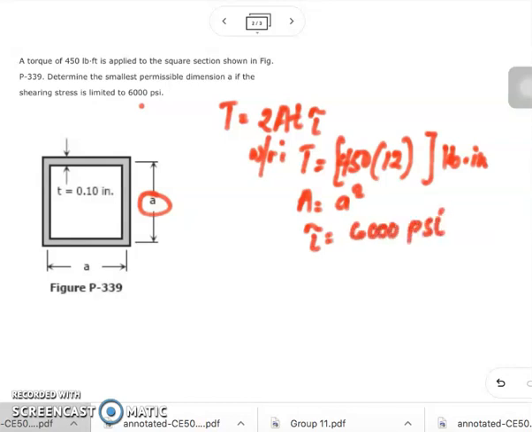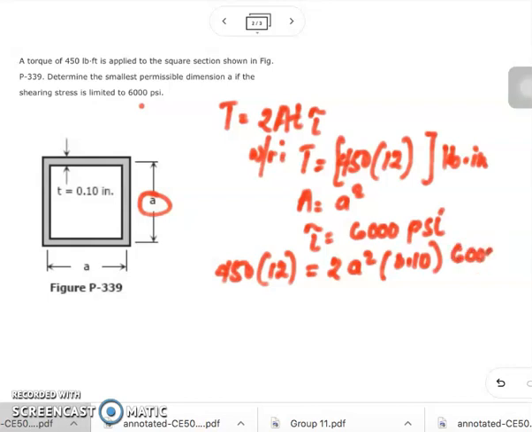So for this one, we are going to substitute our torque value, which is 450 times 12, which is equivalent to 2 times the area, which is a squared, multiplied to the thickness, which is 0.10, and multiplied to the allowable shearing stress, which is 6,000. If we simplify, we can now solve for a, which is the side or the dimension of the square, which is 2.12 inches.